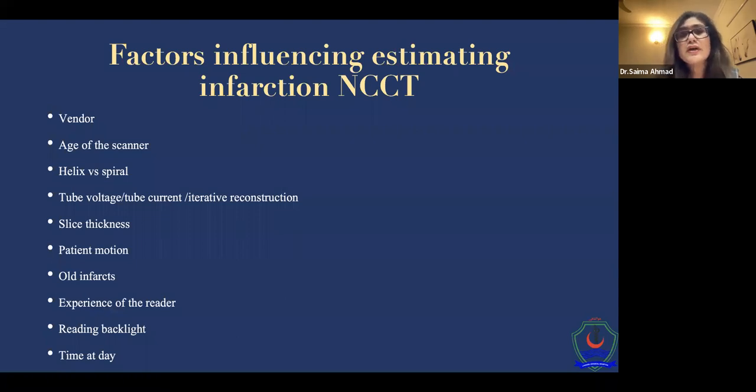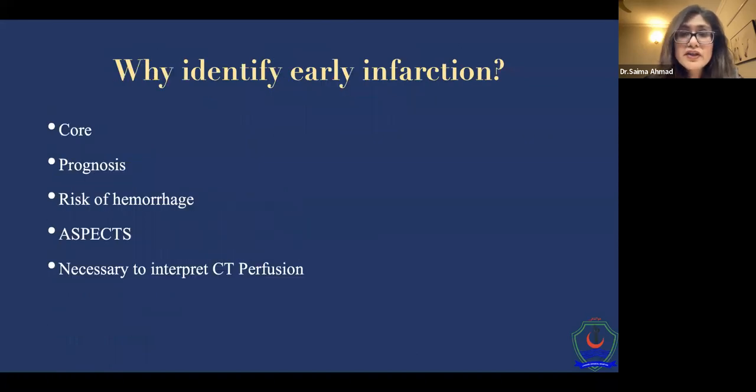It's very important that you pick up the old infarcts at the same time when the patient came with the acute ischemia. And then the experience of the reader. Also, it is very important that you look into these images in the dark light. When we see the images on our phones or on our screens, then it is very difficult to pick them up. So why do we need to identify the early infarction?